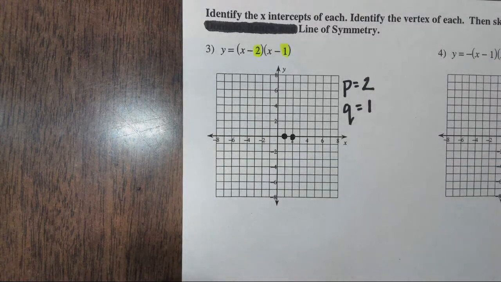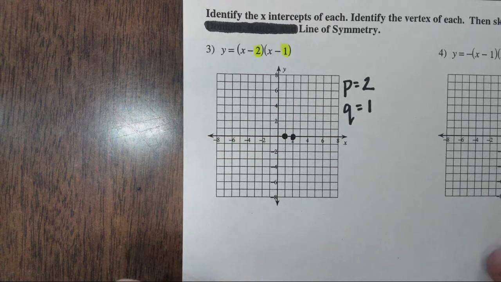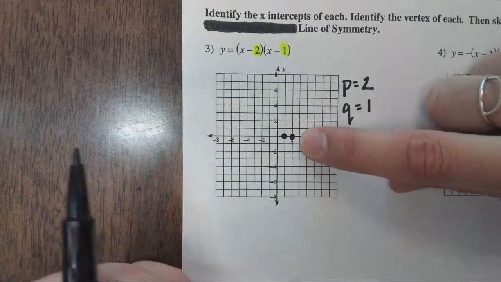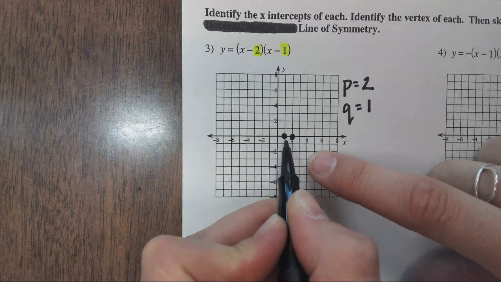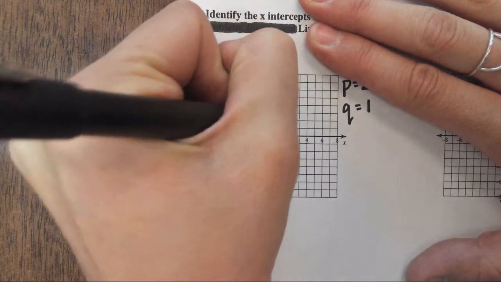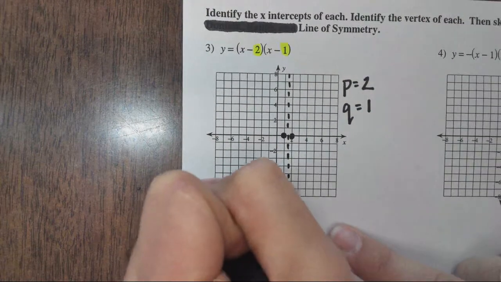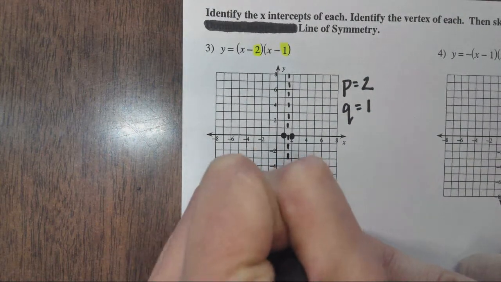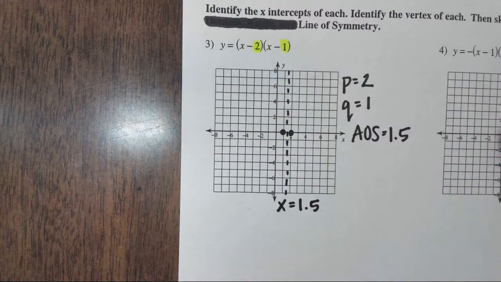Step 2 says to calculate the axis of symmetry as the middle of P and Q. I can use a number line if that's going to help me, or I can just look at my axes and think about what is in the middle of 2 and 1, and in this case it's 1.5. So I can draw my axis of symmetry down the middle. I like to label it as x equals 1.5, and then I'll make a note for myself that my axis of symmetry is 1.5.